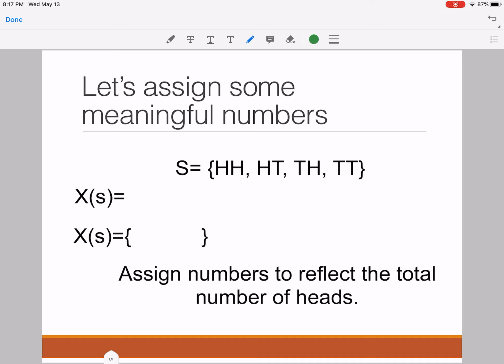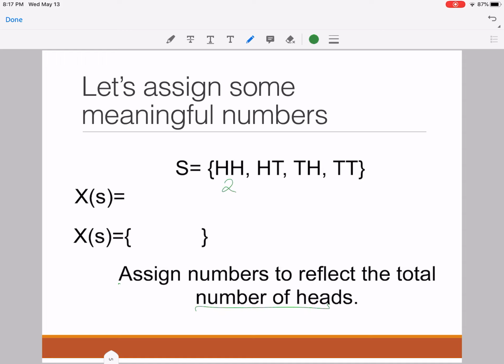There are numerous methods in which you can assign numbers to the outcomes in the sample space, but the method has to be engineering valid, or it should be valid engineering-wise, and it should make sense. For example, here assigning numbers to reflect the total number of heads makes a great amount of sense. So if I were to use this definition, assign numbers to reflect the total number of heads, here's how I'm going to assign these numbers.